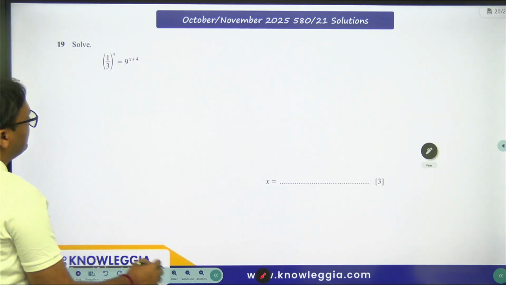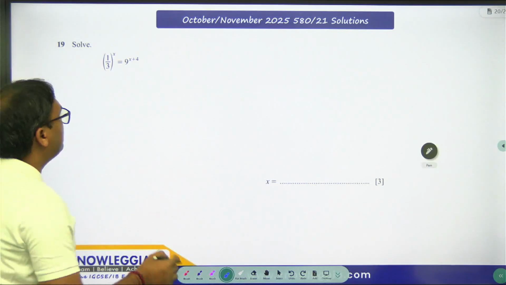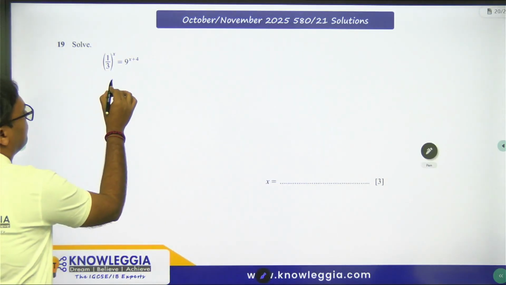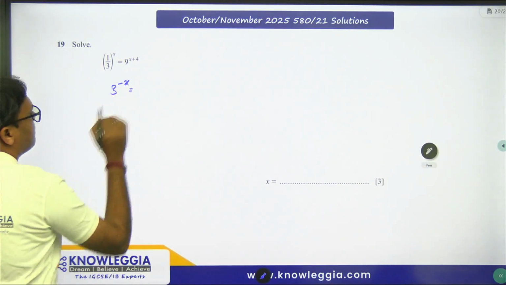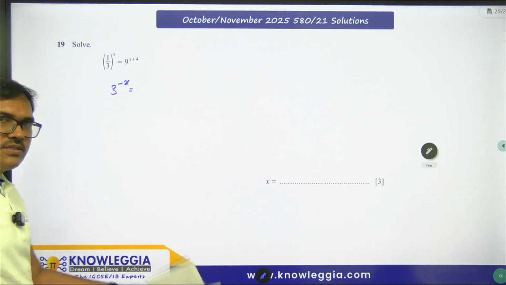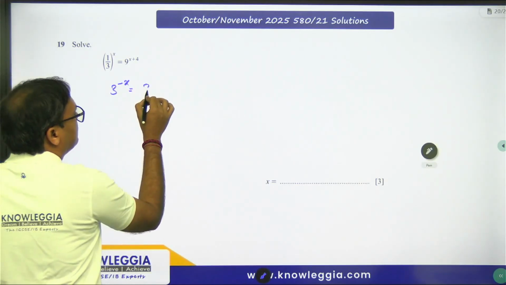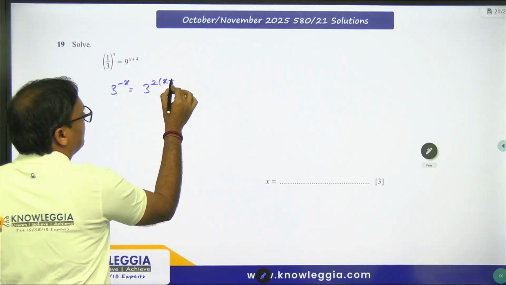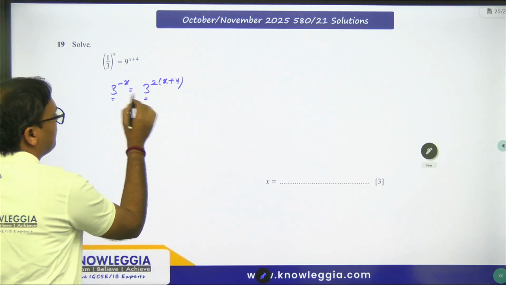You have to solve this equation. So again, this is a very standard question of exponents. You can see what is this? This is 3. 1 by 3 is what? 3 raised to minus x. Right? 1 by 3 is 3 raised to minus 1 or 3 raised to minus x. You can say. And what is 9? 9 is 3 square. So this is x plus 4. 3 square. So that means if the bases are same, the powers should be same.